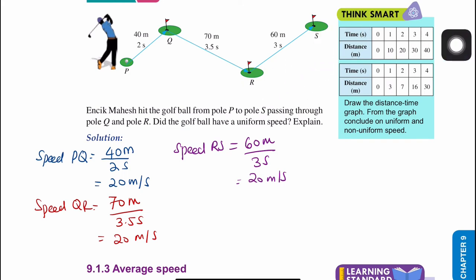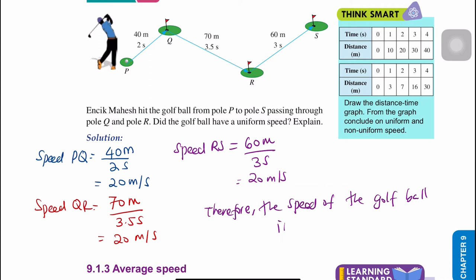So what can we conclude? Therefore, the speed of the golf ball is uniform. Okay, boleh?